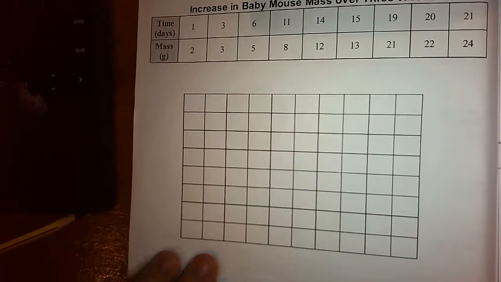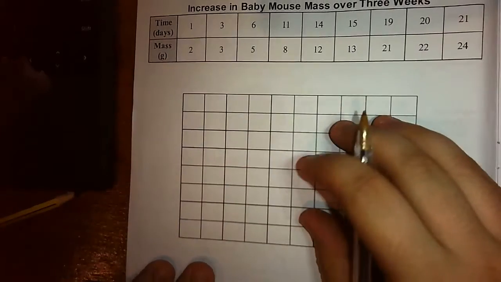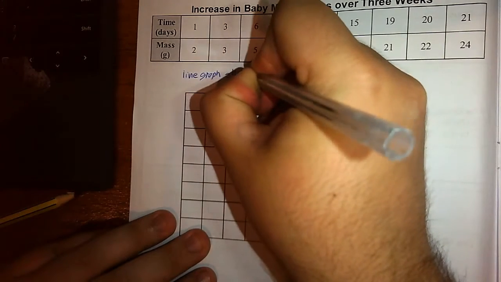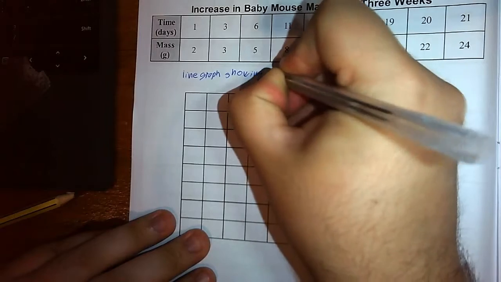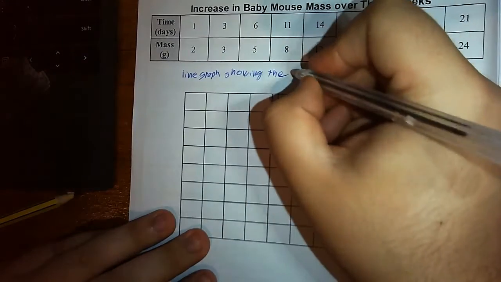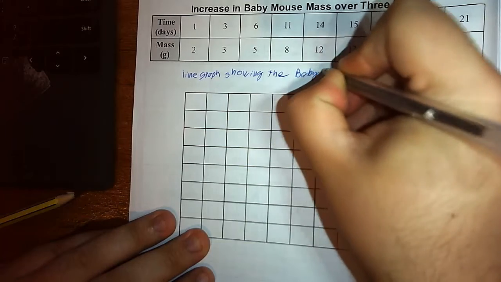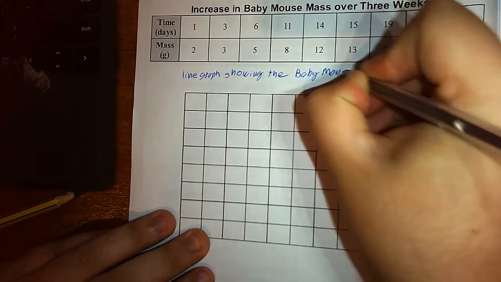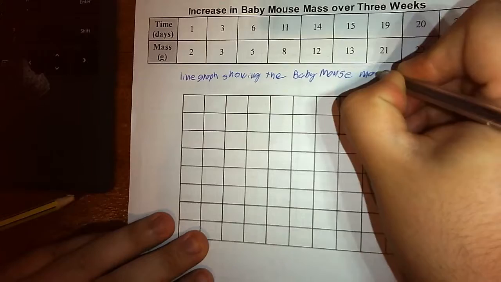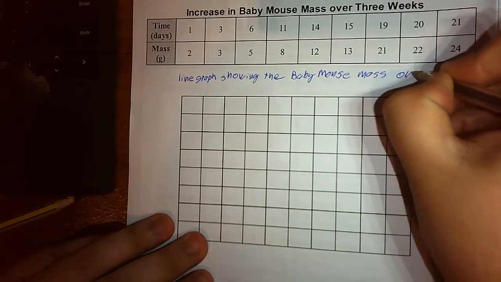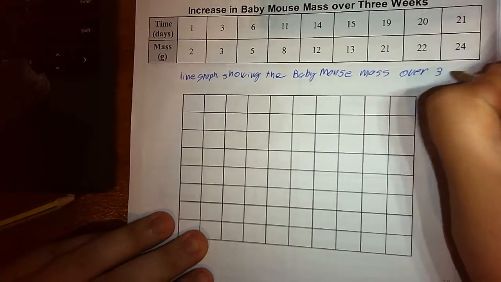So the first thing that we need is a title. So I'm going to do this in pen, but I'm going to write here: line graph showing the baby mouse mass over 3 weeks.